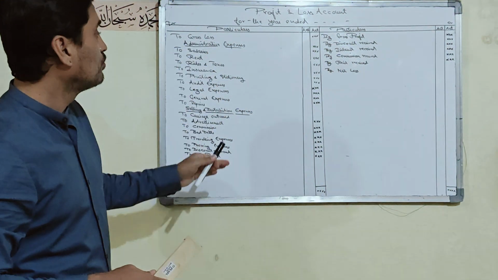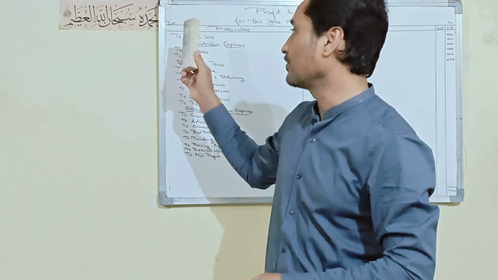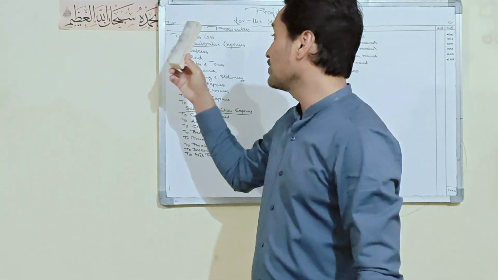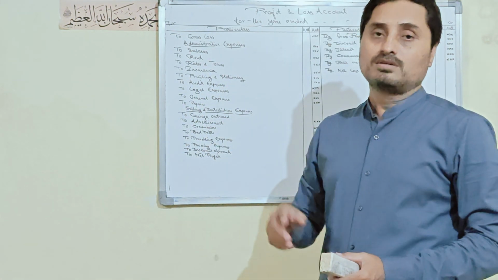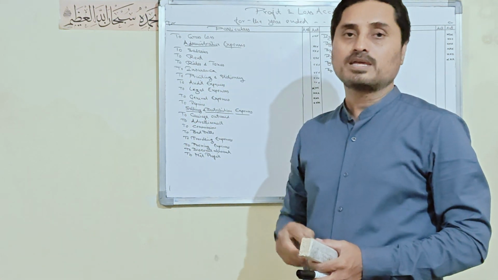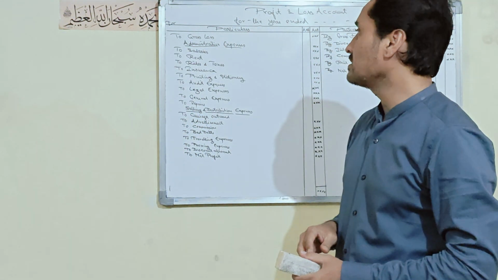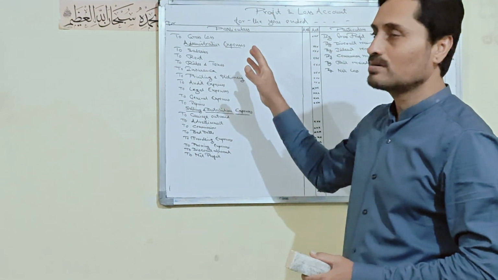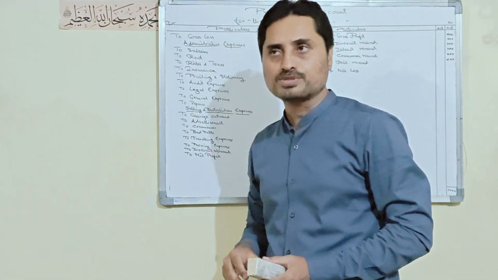Okay, so these are those items which will appear on the debit side of profit and loss account. Which items appear on the debit side? Revenue expenses and indirect expenses. So this is a list of some items which appear on the debit side of profit and loss account.